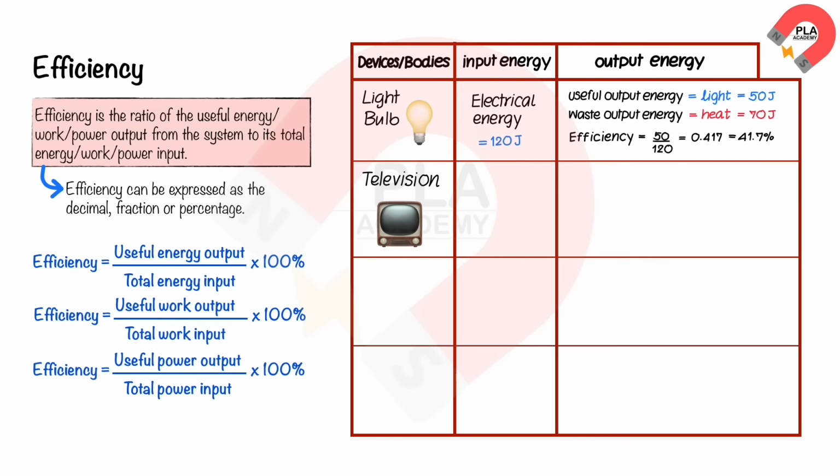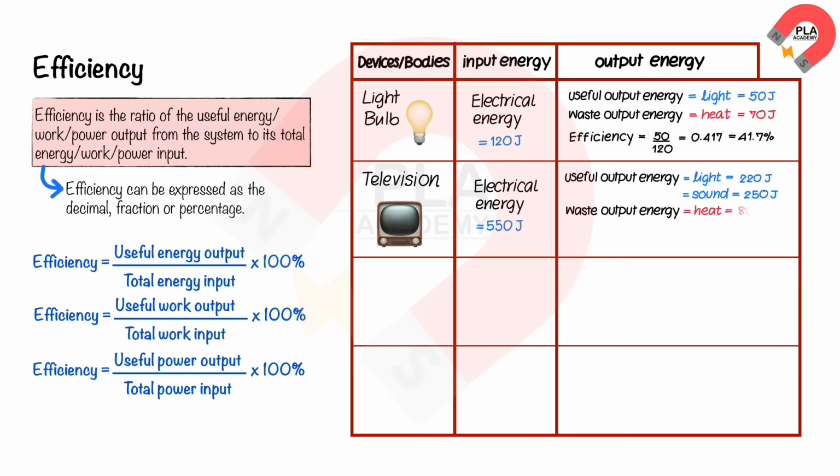Television. The electrical energy input is 550 joules. The useful output energy consists of 220 joules for light and 250 joules for sound. The waste output energy is 80 joules for thermal. Therefore, the efficiency of the television is 470 divided by 550, which is equal to 0.855, equals 85.5%.